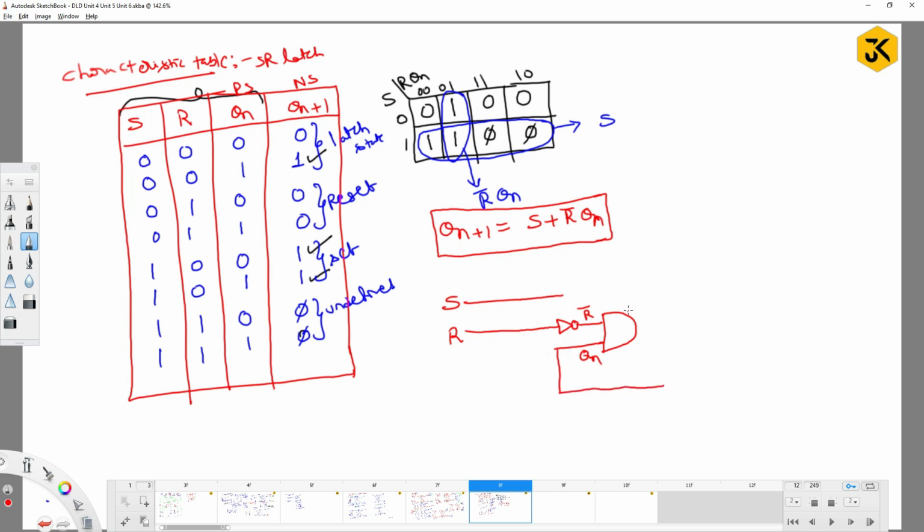What is Qn actually? According to our understanding, Qn is the present state or previous output, right? So how can we get the previous output? Can I do it like this? S plus R bar into Qn, you are going to get Qn plus 1, right? That same output I am going to pass here, right? So this is the corresponding circuit for the SR latch.